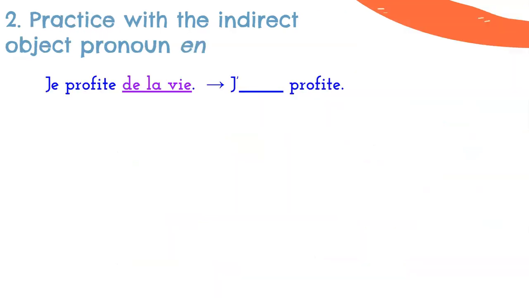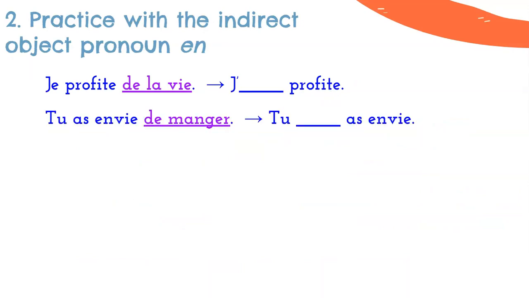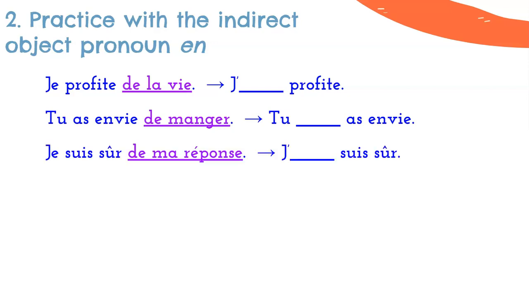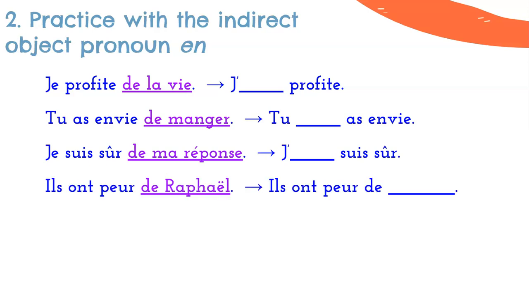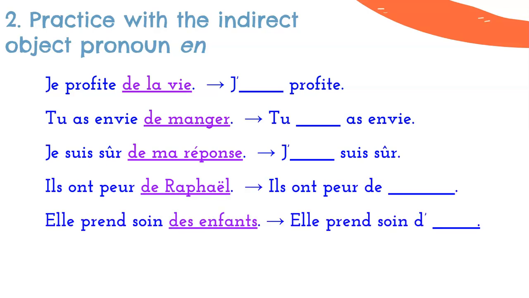So we've got some practice here. We have je profite de la vie. How can we replace that? Tu as envie de manger. Je suis sûre de ma réponse. Ils ont peur de Raphaël. Et elle prend soin des enfants. Remembering that when we have an object, or in some cases an infinitive, we can replace de and what follows with the pronoun en. If we have de and then a person, we're going to stick with our usual indirect object pronouns. So go ahead and pause and give yourself some time to guess on these.